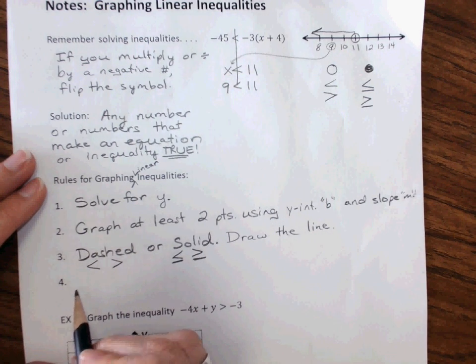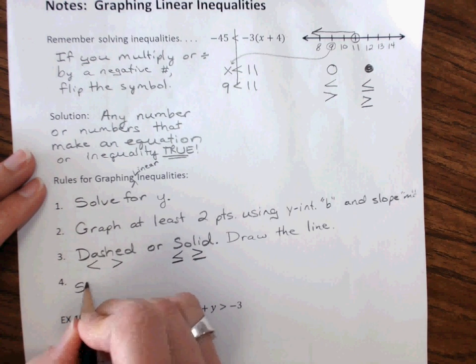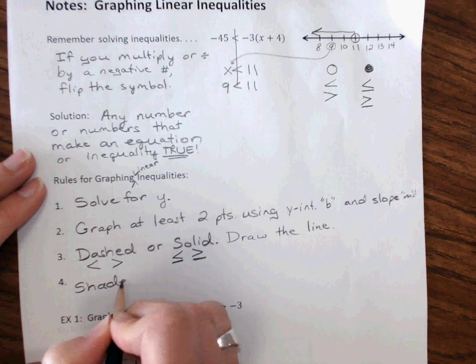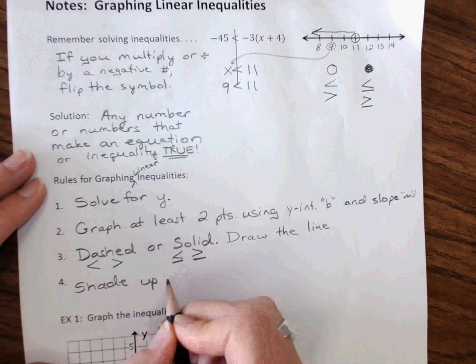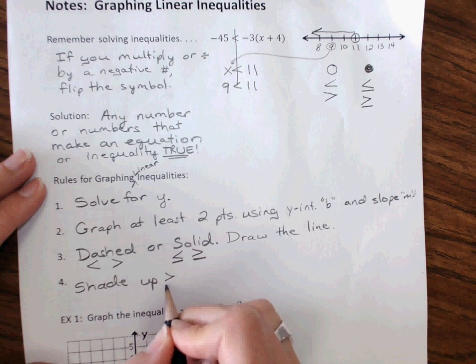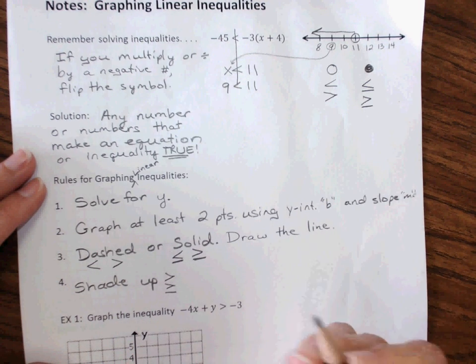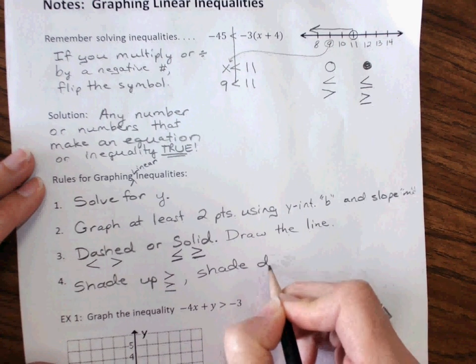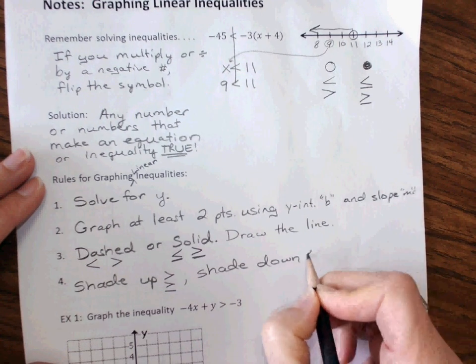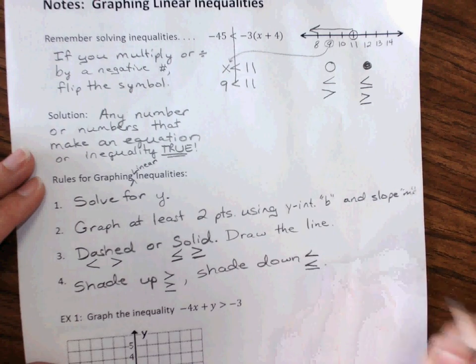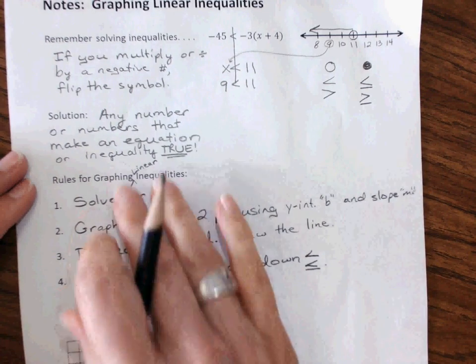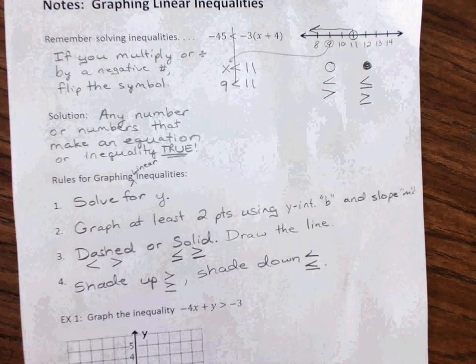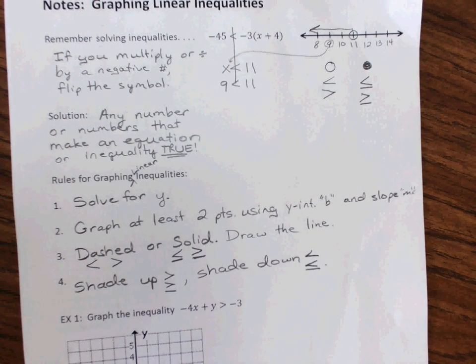Step 4 is we are going to shade up if I have a greater than or equal to symbol, and we're going to shade down if I have a less than or equal to symbol. Okay? So those are my 4 steps. Now let me show you what that is actually going to mean.